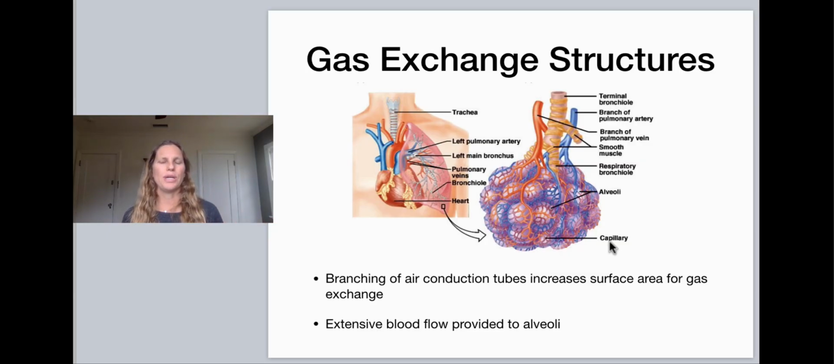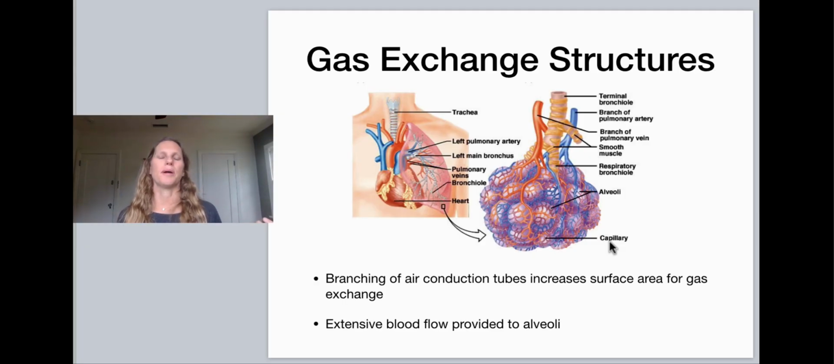One of the things I like to think about when I'm thinking about gas exchange and oxygen delivery is really how exquisitely created we are to deliver oxygen to our tissues, right? It gives you another idea of just how important it is.